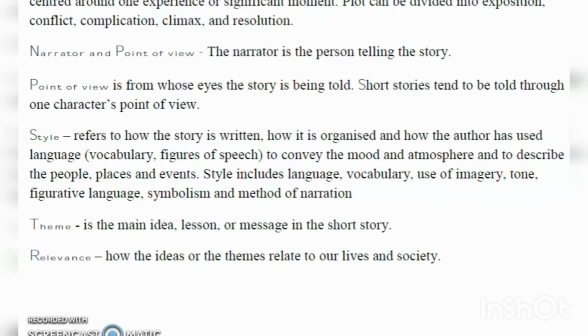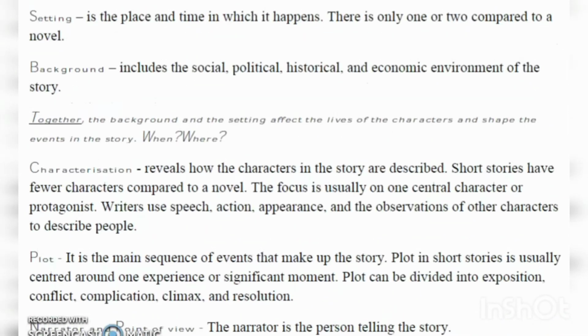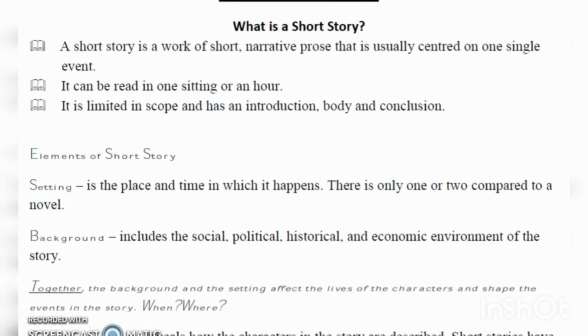Right, so thank you. That is a very brief discussion of the elements of a short story and what a short story is.